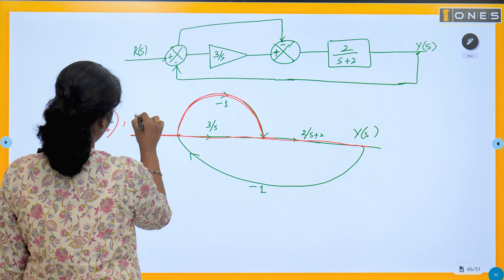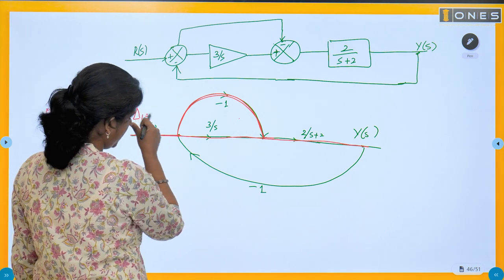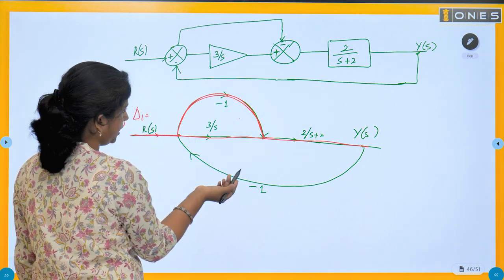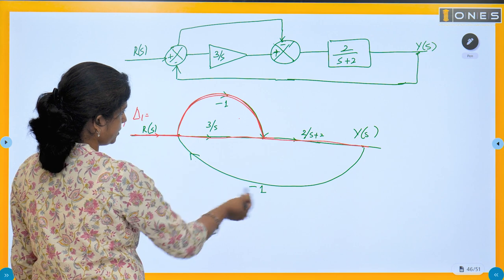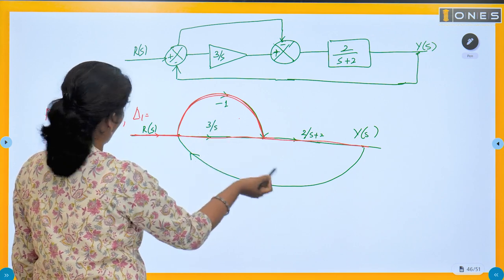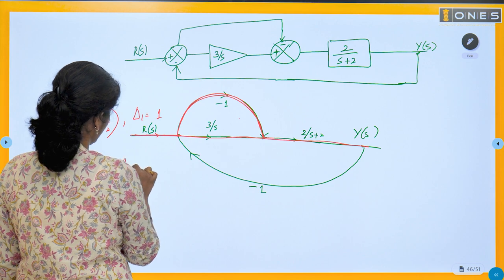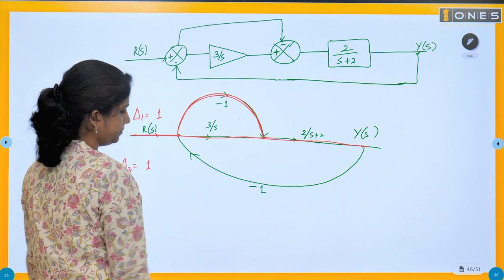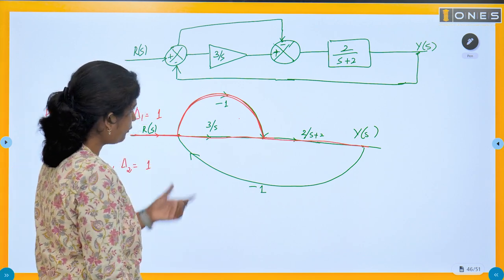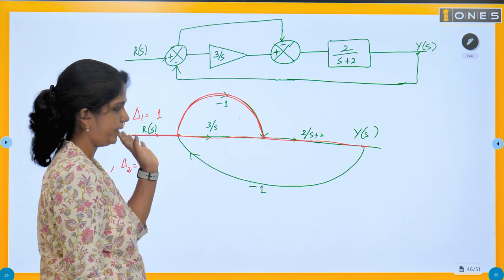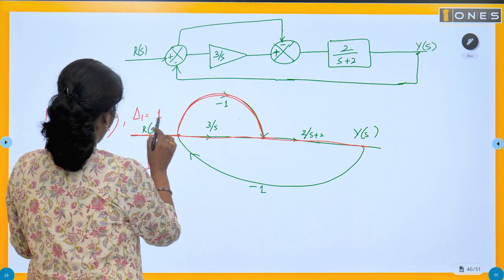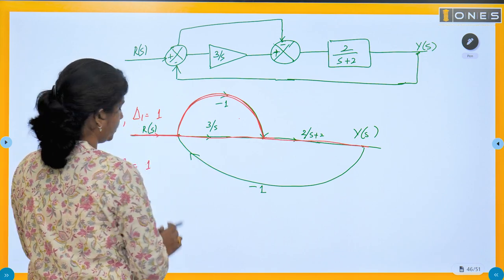So what is del 1? Is there any loop that does not touch the first forward path? We have only one loop here. This is the only loop, and it touches both forward paths. So del 1 is 1 as well as del 2 is 1. There is no loop that does not touch the second forward path. So p1 and del 1 we got, p2 and del 2 we got.